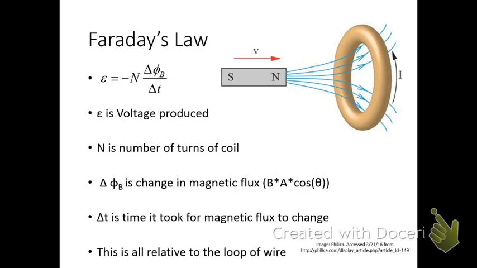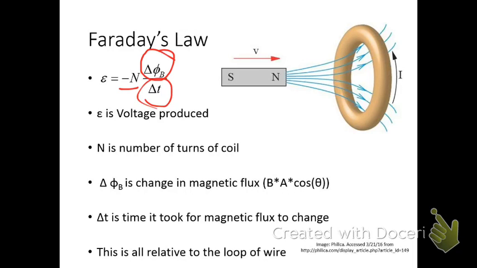And then we talked about Faraday's law. Faraday's law tells me the type of voltage I can get from a changing magnetic field in a coil of wire. So, not only does a current in a coil of wire create a magnetic field going through the coil, a changing magnetic field through a coil of wire creates a current. And that is found to be negative N times the change in magnetic flux over the change in time.